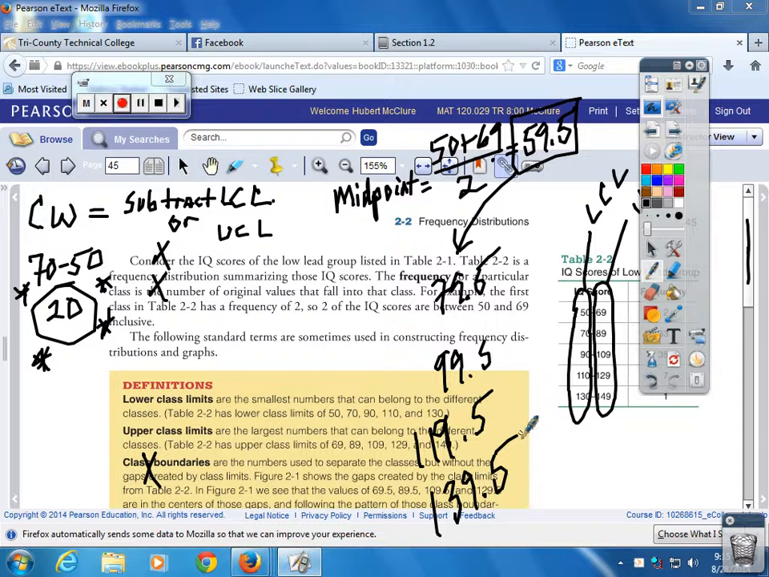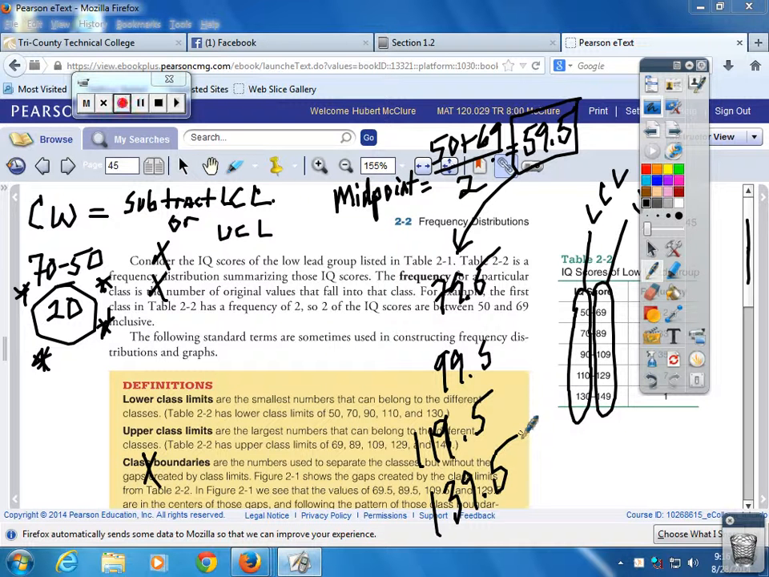So what is your class width? 10. And what was your first midpoint? 25.5. So it'd be 35.5, 45.5, 55.5, 65.5. Simple as that.